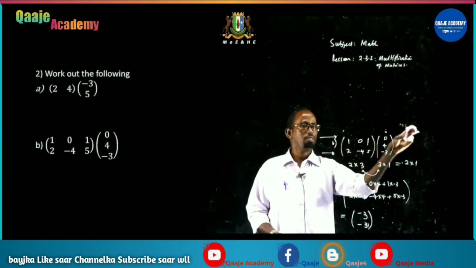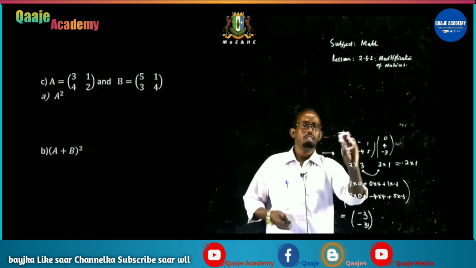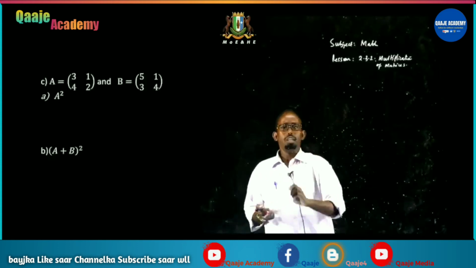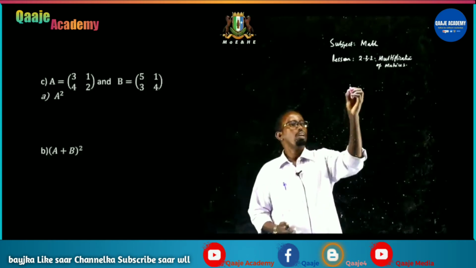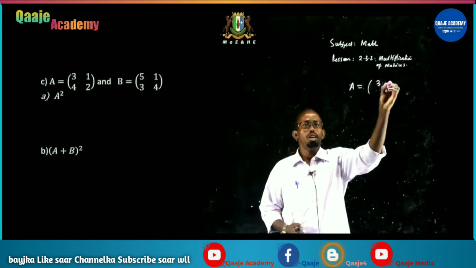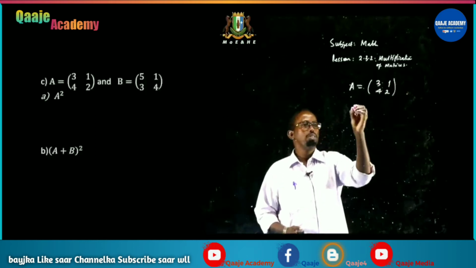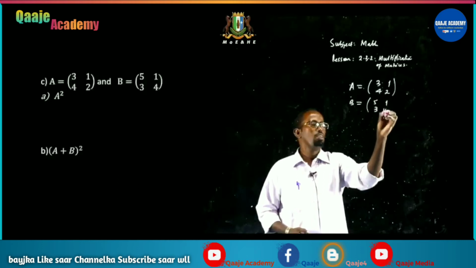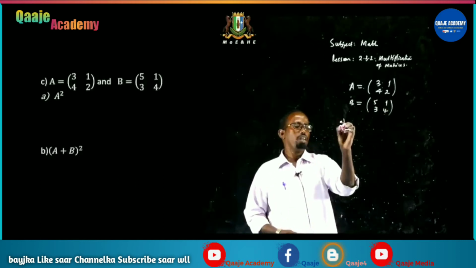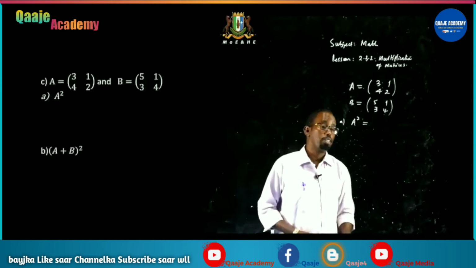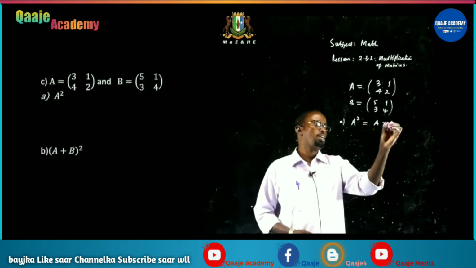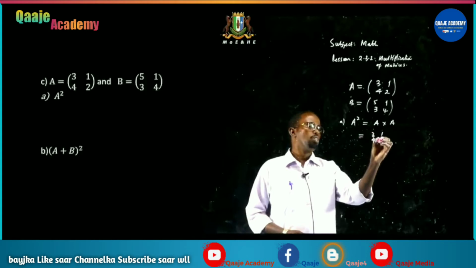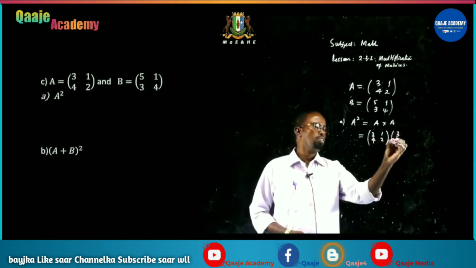Next example. A is equal to 3, 1, 4, 2. B, we have 5, 1, 3, 4. So you're told A squared. A squared means A multiplied by A, A times A. Therefore, A, we have 3, 4, 1, 2. The next one is 3, 4, 1, 2.